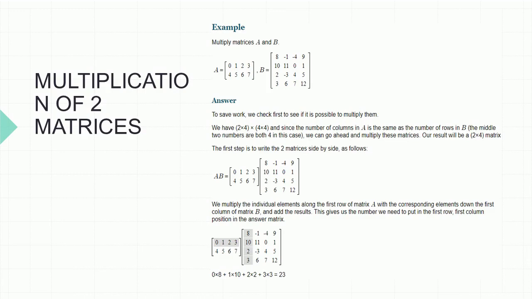So knowing that, when we want to multiply, how do we go about the multiplication? After confirming that this is multipliable, because if it's not multipliable, then we can't proceed, as highlighted here, you take the first row of matrix A, which is 0, 1, 2, 3, and then you multiply the first column of matrix B. So 0 will multiply 8, 1 will multiply 10, 2 multiply 2, and 3 multiply 3. And when you are multiplying, you sum it up together, it gives us 23.